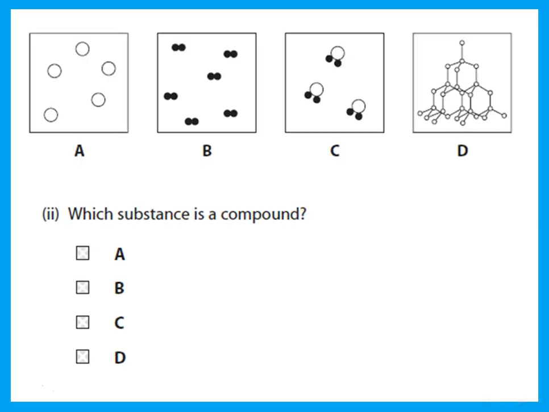Then the next question says, which substance is a compound? Well, you should remember a compound is something that is made up of different atoms chemically bonded together. So, which one would be a compound? That is obviously the one in C.